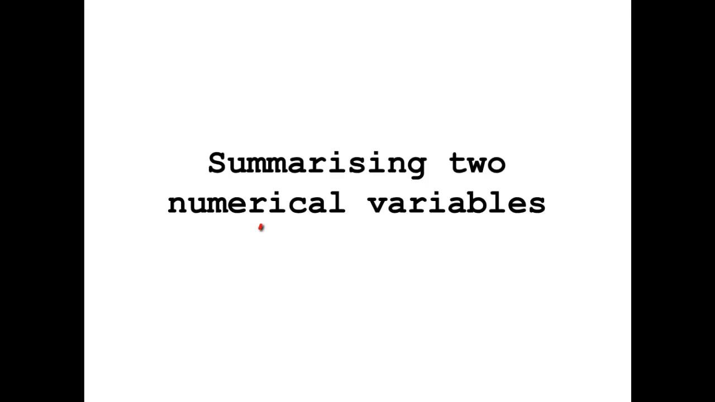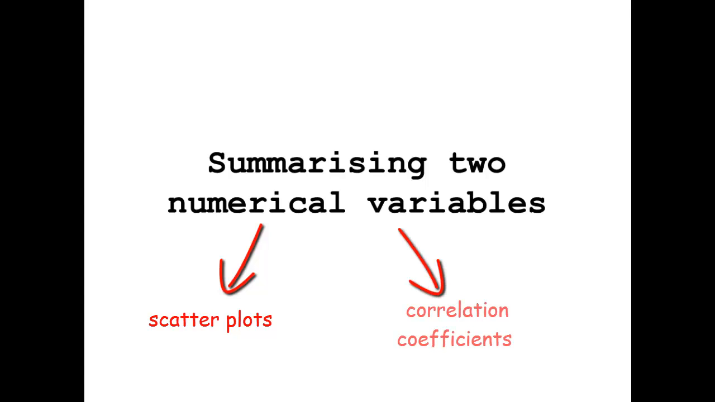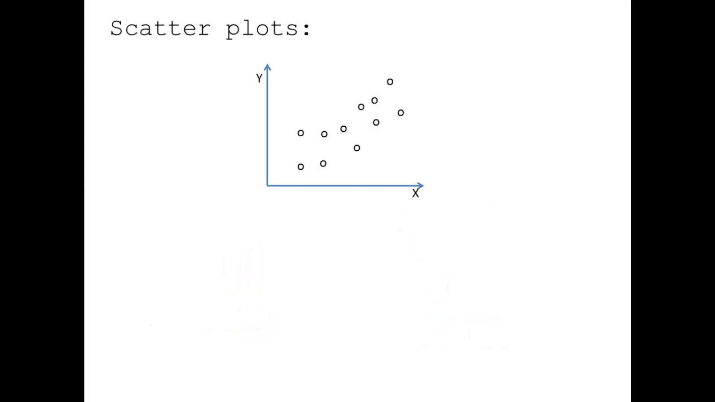This video discusses scatter plots, which is a way of displaying the relationship between two numerical variables, and correlation coefficients, which is a way of quantifying that linear relationship. So first of all, scatter plots. Scatter plots are useful for seeing how two variables covary.